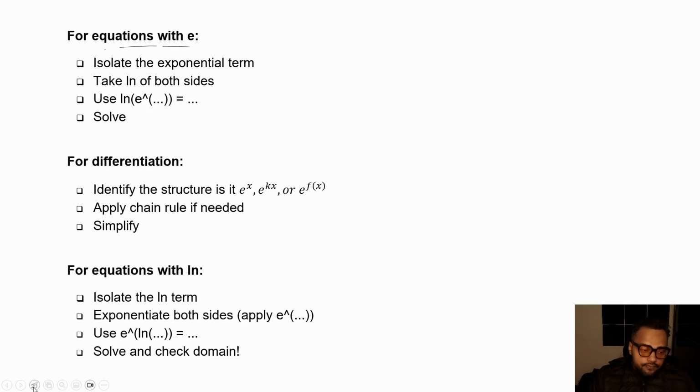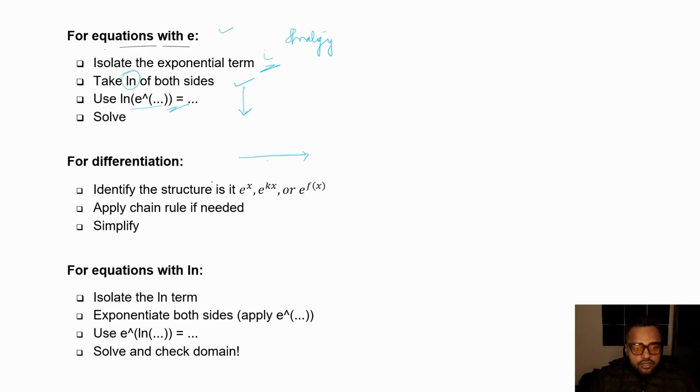What we need to do first is isolate the exponential term. Now we need to take the log of both the sides. Which log? ln, which means the base will be e. Now use ln e raised to the power, that power law or whatever law is applicable there, and then we need to solve it. Okay, for equations with e, this is the common strategy.